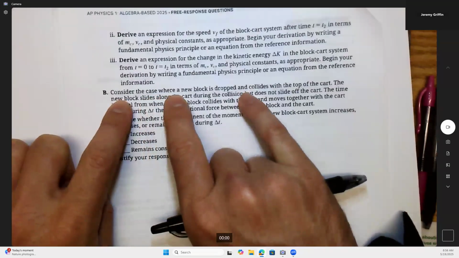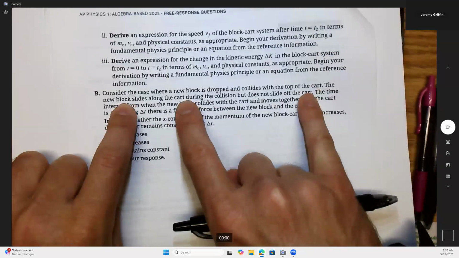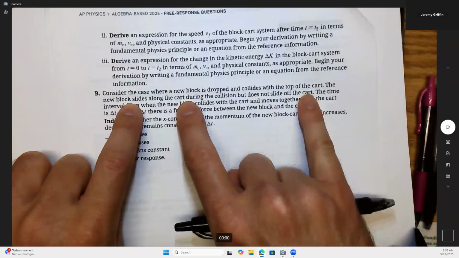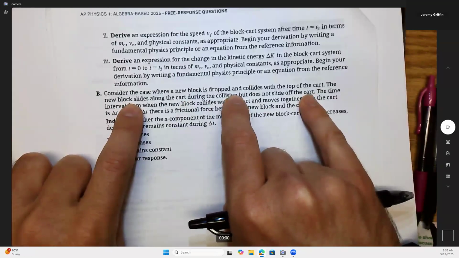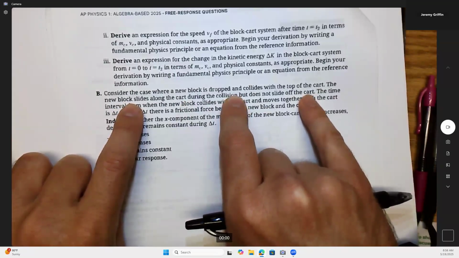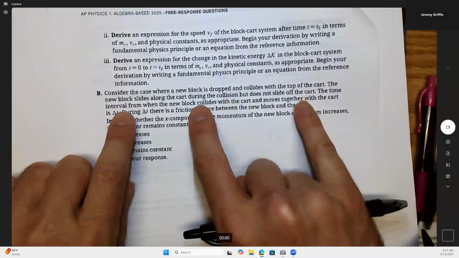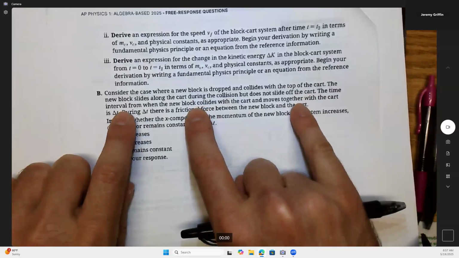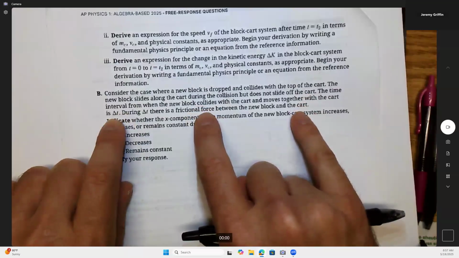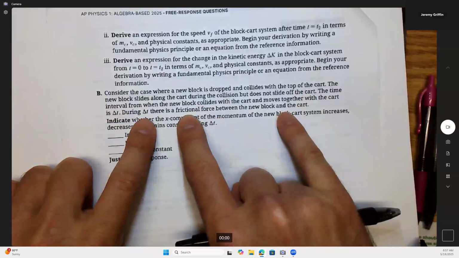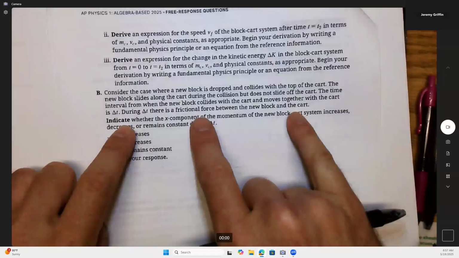Consider the case where a new block is dropped and collides with the top of the cart. Here we go. Now we're rounding back to that sticky versus slide detail. The new block slides along the cart during the collision, but does not slide off the cart. So I'm thinking maybe there's some initial kinetic friction, but eventually becomes static because it eventually sticks to the cart. It just slides a little bit. The time interval during which the new block collides with the cart and they move together is delta t. During delta t, there is a frictional force between the new block and the cart. Yeah, of course there's a frictional force, if it eventually sticks to it. Kinetic followed by static friction.